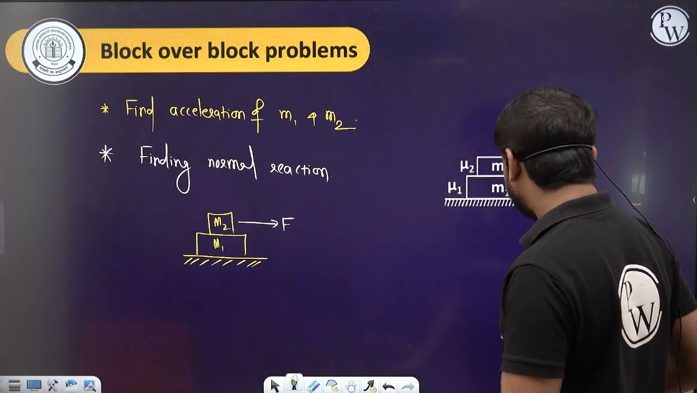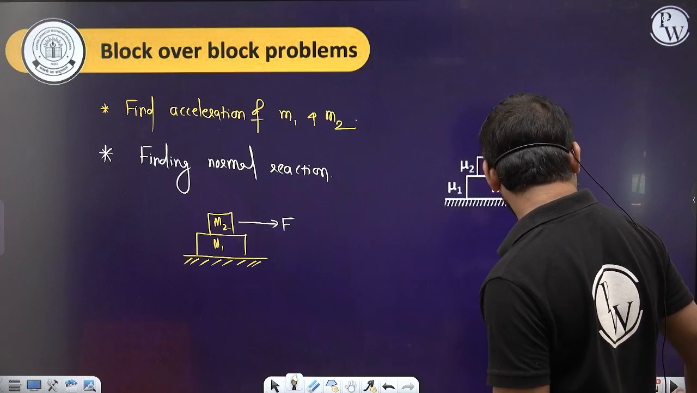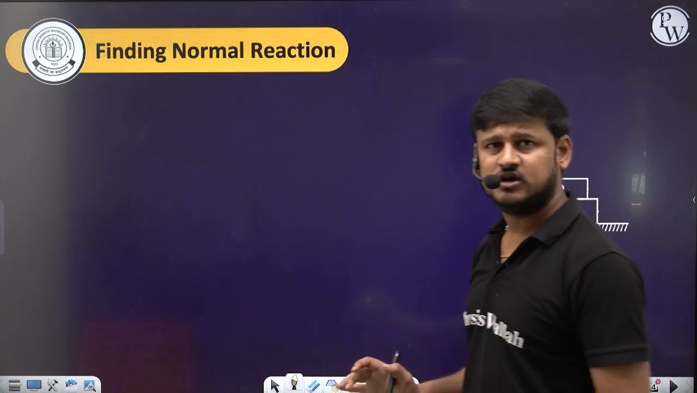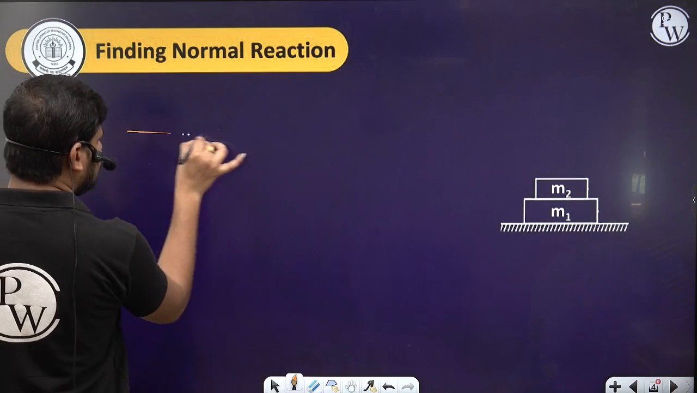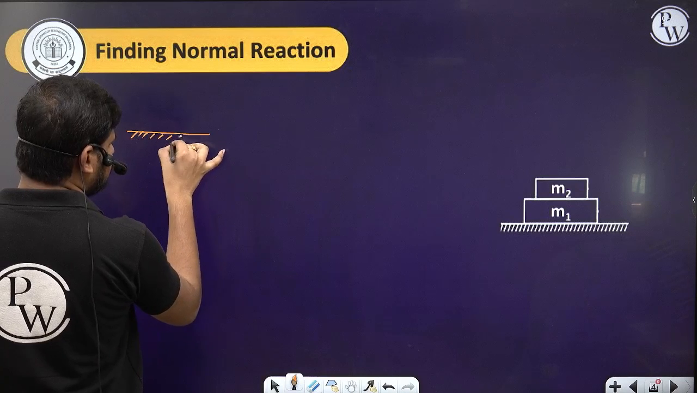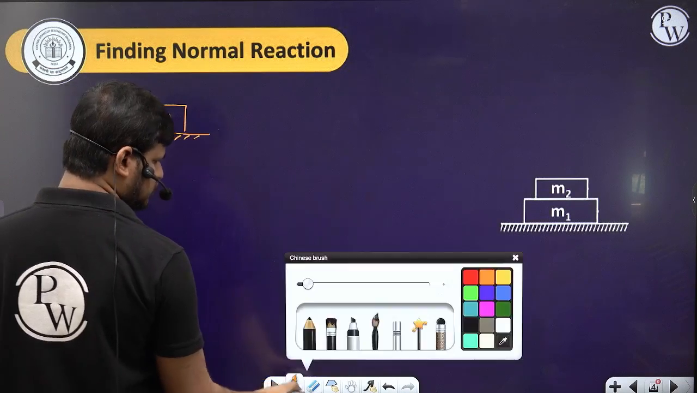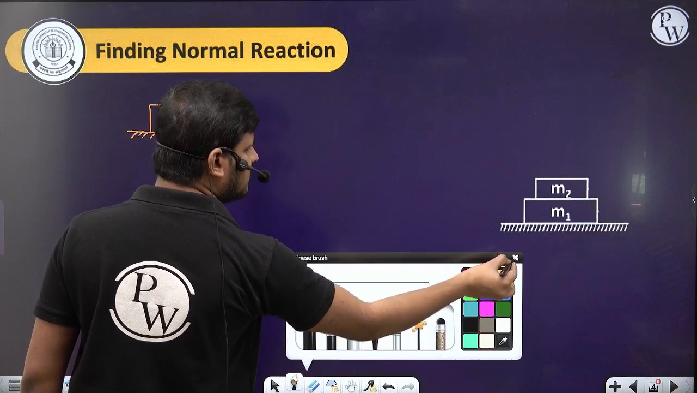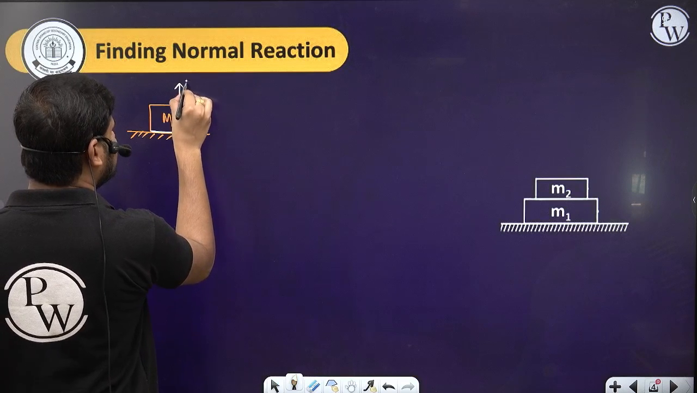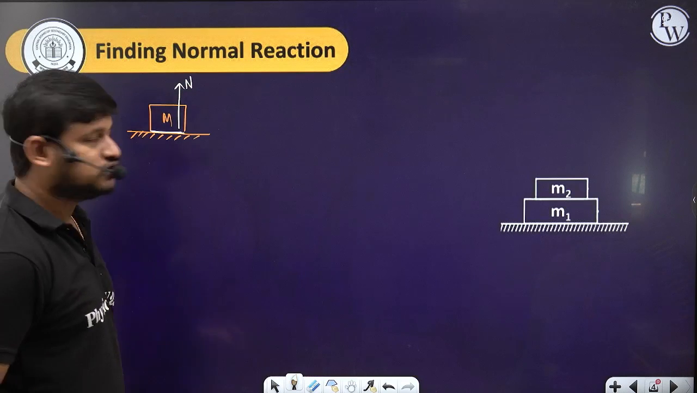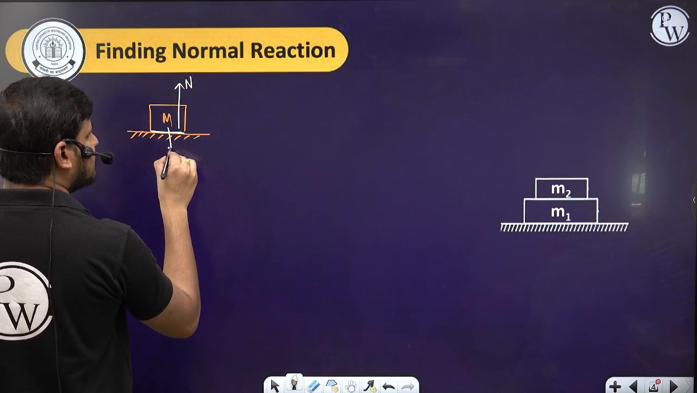So now let's go step by step. To proceed for these questions, first let's understand how we find the normal reaction. We already know how to find the normal reaction, right? Let's suppose this is a rough surface, and there is a block of mass M placed on it. Then what is the normal reaction we have? There is a point of contact. Wherever there is a point of contact, there will be a normal reaction. Right, the surface exerts a normal on the block, and the block exerts a normal on the surface.